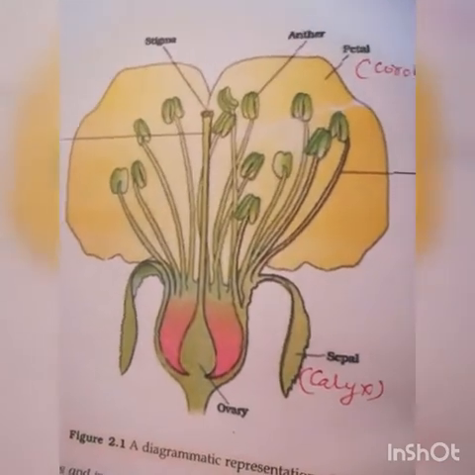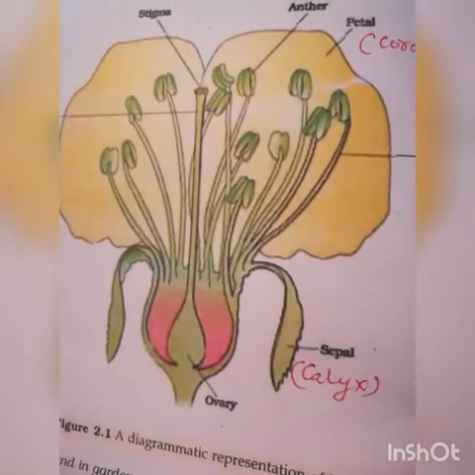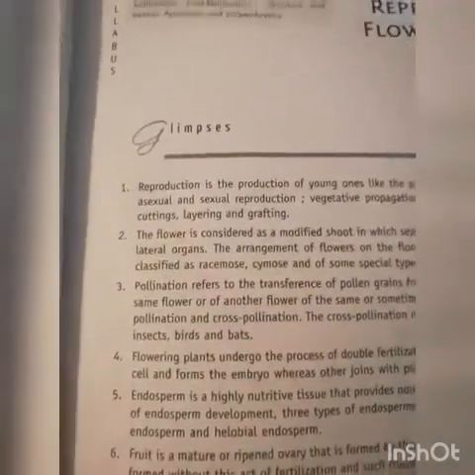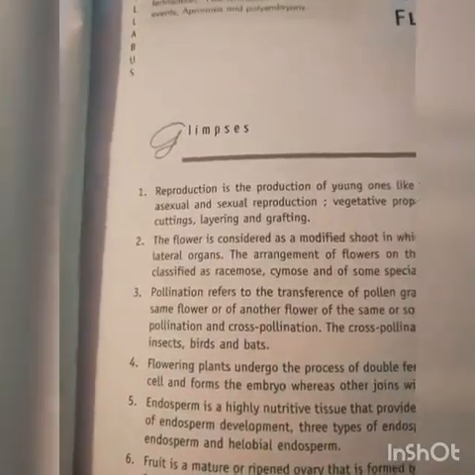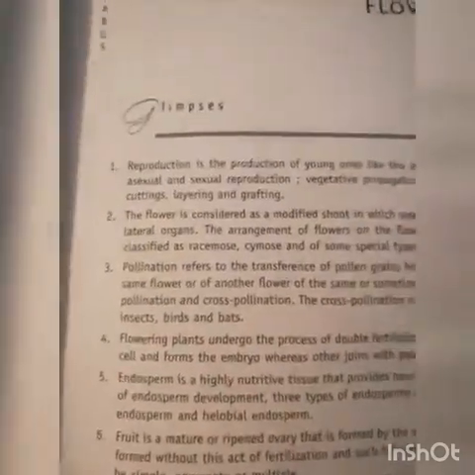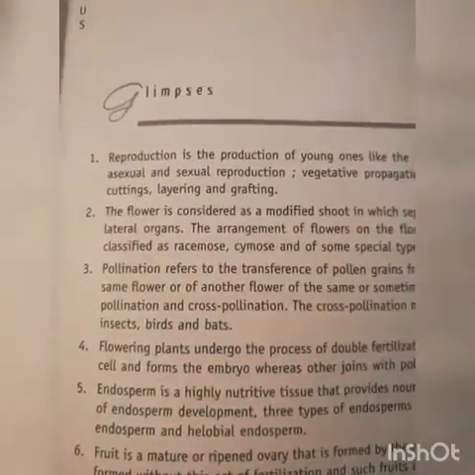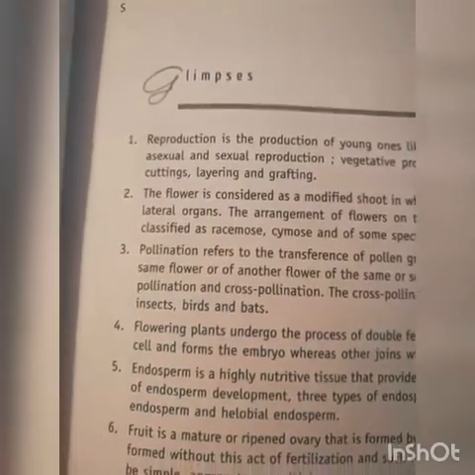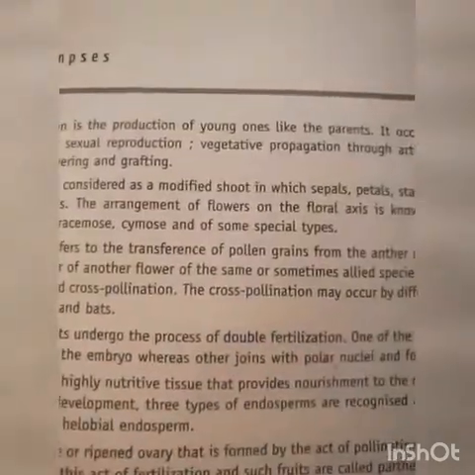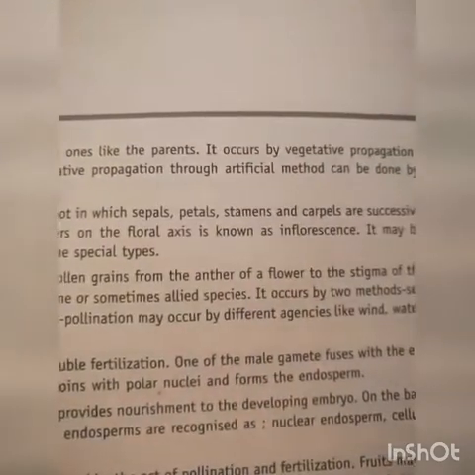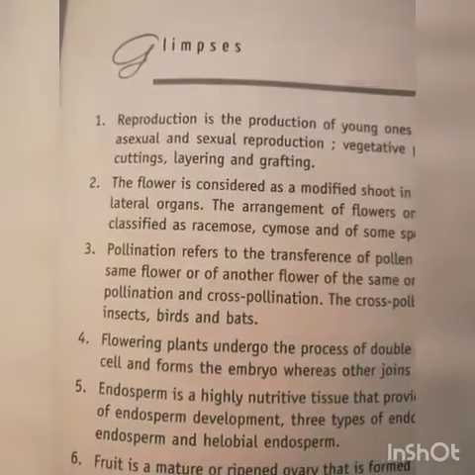Okay, let us see the events which happen in this chapter. It will help you to understand this chapter easily. First, reproduction. As in our first video we have already discussed, reproduction is the production of young ones like parents. It occurs by vegetative propagation, asexual and sexual reproduction.